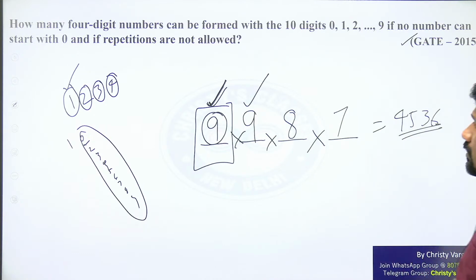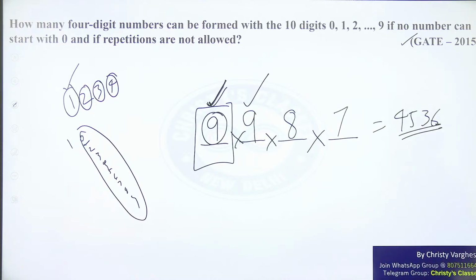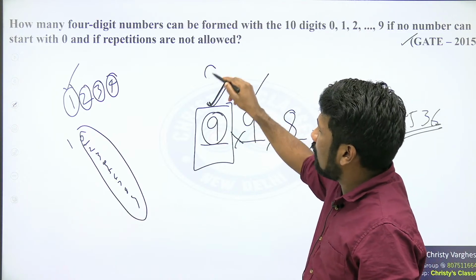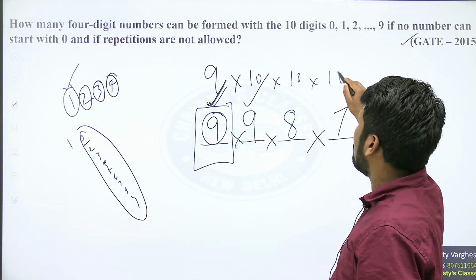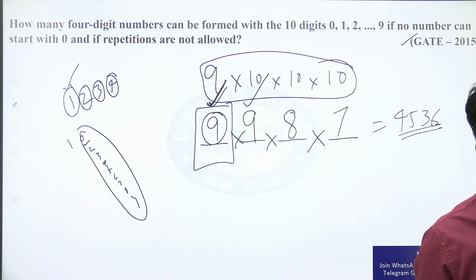So anyway, 4536 will be the answer. Yes, Sonia, you are right. If repetition were allowed, the first digit you can fill in 9 ways only, but all other digits could be filled in 10 ways if repetition was allowed. So 9,000 would have been the answer. So anyway, we'll go to the next question.